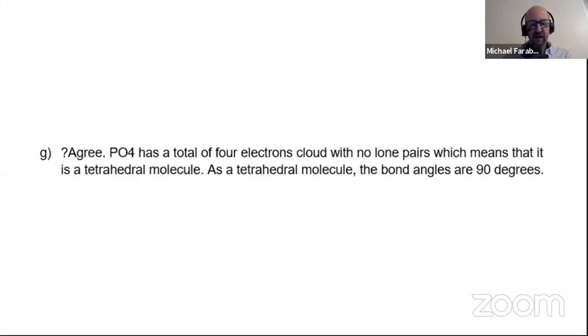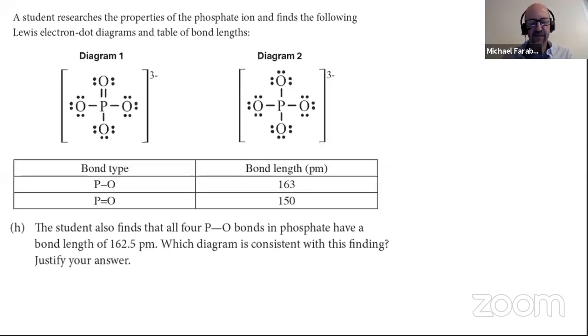This person says, I agree, it's tetrahedral, and therefore the bond angles in tetrahedral are 90 degrees. Again, so be careful on that. That is incorrect. So just because you can draw a molecule with a 90-degree angle does not tell you what the actual geometry is. All right, now on to the bond length.